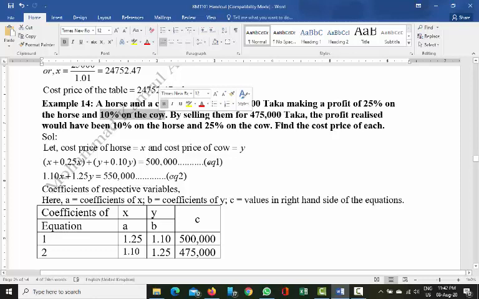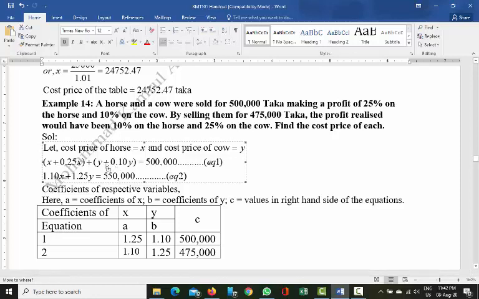And you can make a 10% profit on the cow. So the cow price is Y. A profit of 10% means 0.10, and on top of the cost Y you make that profit. So this is the profit, and the total will be 5 lakh taka.